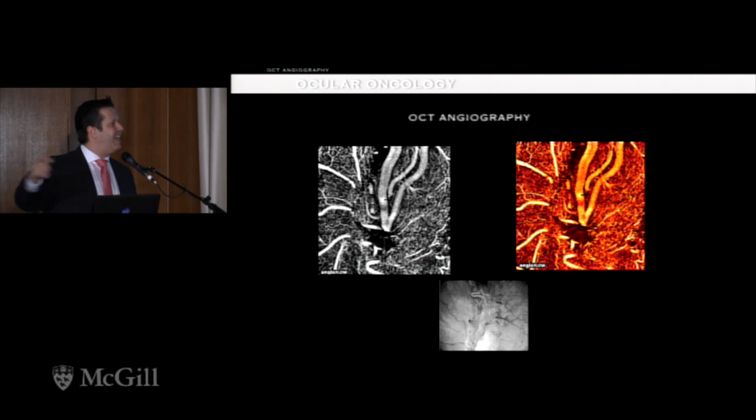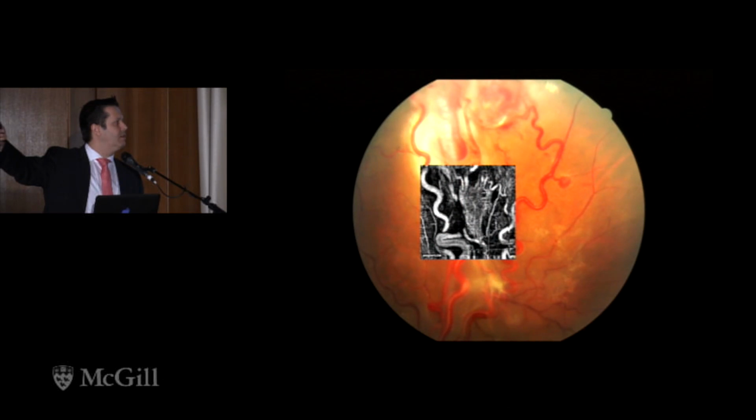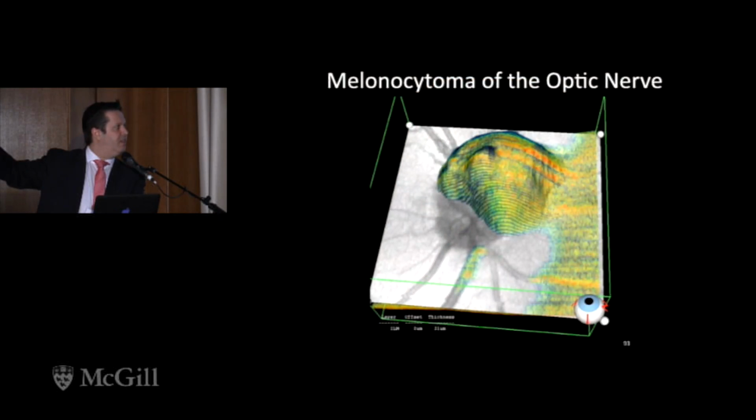So we decided, instead of scanning the posterior pole, to move the OCT all the way to the periphery and assess this area with OCT angiography. Here is the area that we assessed, and we can appreciate these vascular changes in this case.